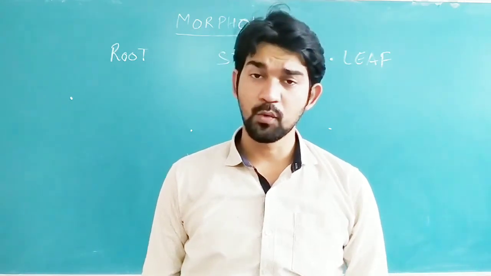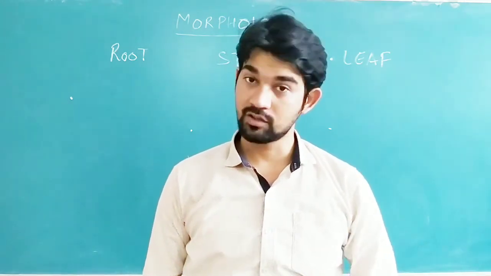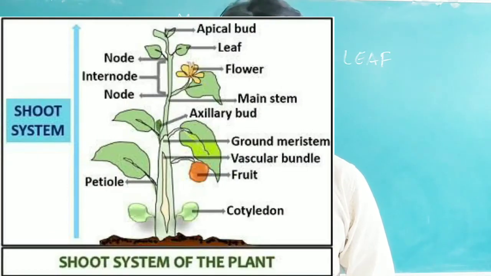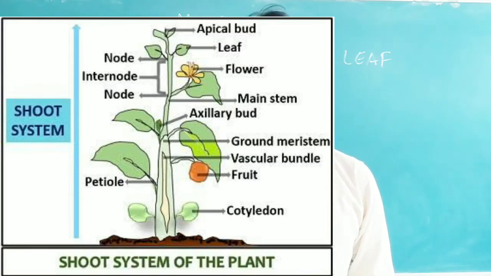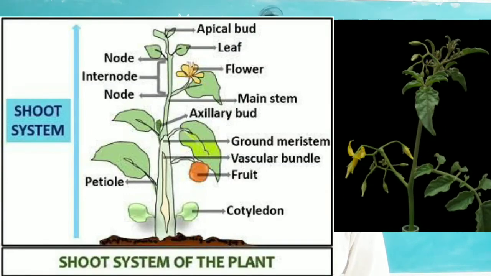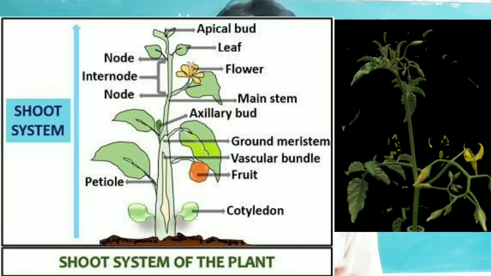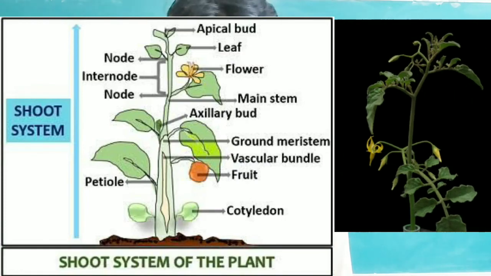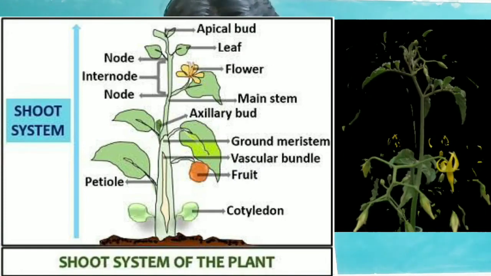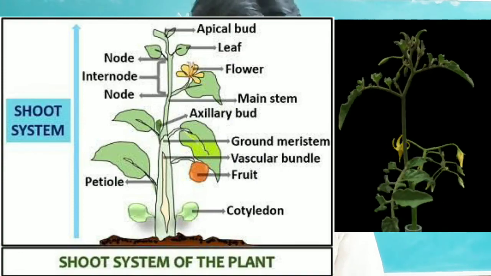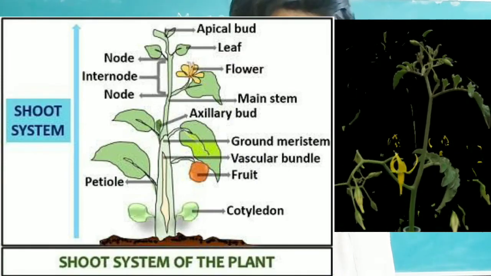Now let us see what a shoot system is. The shoot is generally an above ground, aerial, erect, ascending axis of the plant body which develops from the plumule of the embryo. It is usually positively phototropic. It is differentiated into nodes and internodes and bears leaves, branches and flowers. The shoot will always grow up.